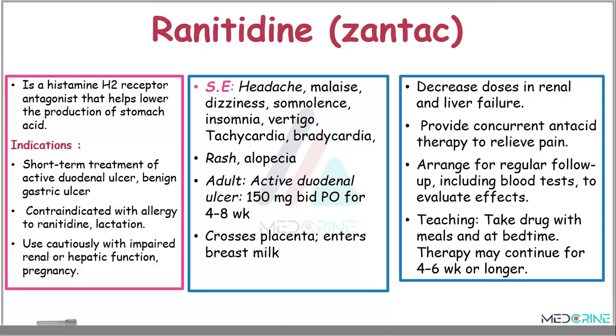Let's look at one of the important drugs known as ranitidine. Ranitidine is a histamine H2 receptor antagonist which helps to lower the production of stomach acid. It was indicated in the short-term treatment of gastric and duodenal ulcers and was contraindicated with allergies and in lactating mothers. So we use it cautiously with impaired renal and hepatic function and in pregnancy. However, ranitidine was discontinued. The main side effects were headache, malaise, dizziness, somnolence, insomnia, tachycardia, bradycardia, rash, and alopecia, and it is known to cross the placenta, entering the breast milk also.